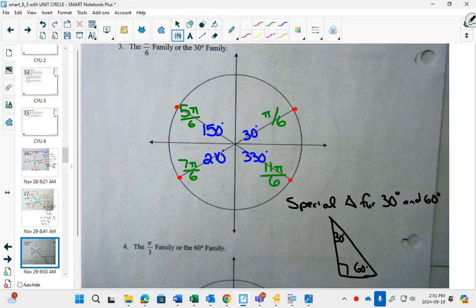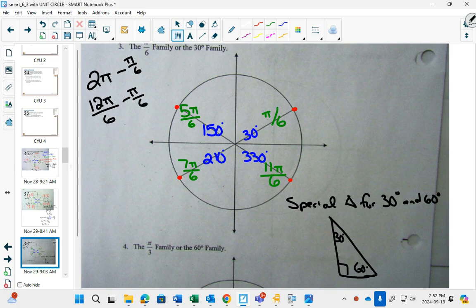Question? Why did it jump from 7 to 11? Well, again, how would you figure out the 330 in degrees? You go all the way around, 360 minus 30. So we have to go in radians, all the way around in radians is 2 pi, minus my reference angle of pi over 6. And I have to get a common denominator, and I would get 11 pi over 6.